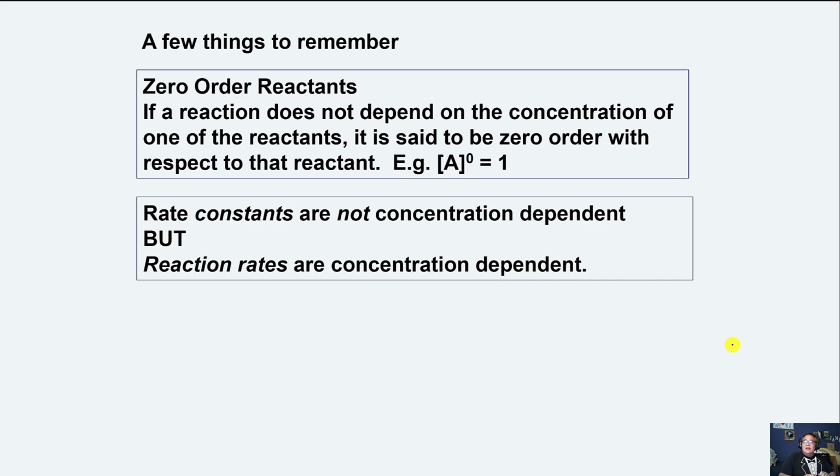Now, rate constants. Rate constants are not concentration dependent, but reaction rates are. And what I mean by that is that we know that rate is equal to k times something to an exponent, something over here to the exponent. This is the rate constant. The reaction rate is concentration dependent, but k is part of that same equation, so it's not concentration dependent.